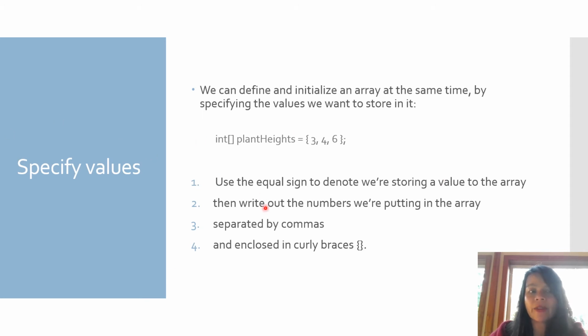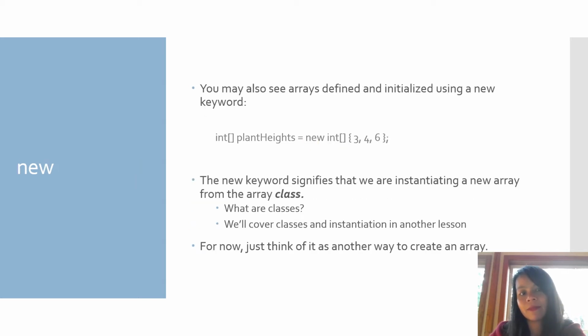Next, we specify values. We can define and initialize an array at the same time by specifying the values that we want to store in it. So for example, integer, which is the data type, and then the square brackets to show that this is an array, and then the variable name, equals to denote that we're storing a value to the array, and then write out the numbers we're putting in the array, separated by commas, and then enclosed in the curly brackets. Okay, and that is the syntax.